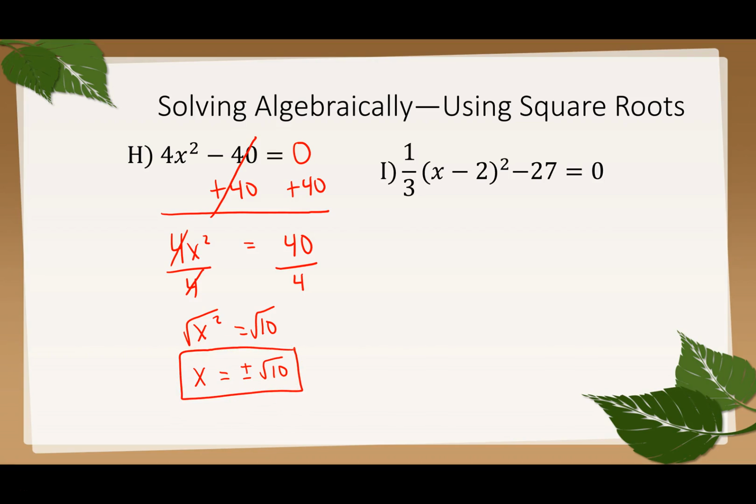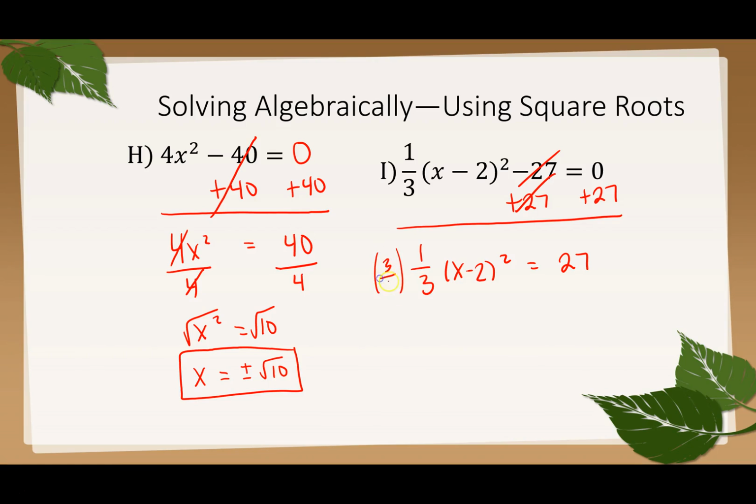All right, last one. Let's deal with adding this 27 to the other side. So I get 1/3 times (x minus 2) squared is equal to 27. How do I get rid of a 1/3? Well, I'd multiply by 3 over 1, or just 3. Same thing. So the 3s cancel, the 1s cancel. I'm left with (x minus 2) squared is equal to 27 times 3, which is equal to 81.